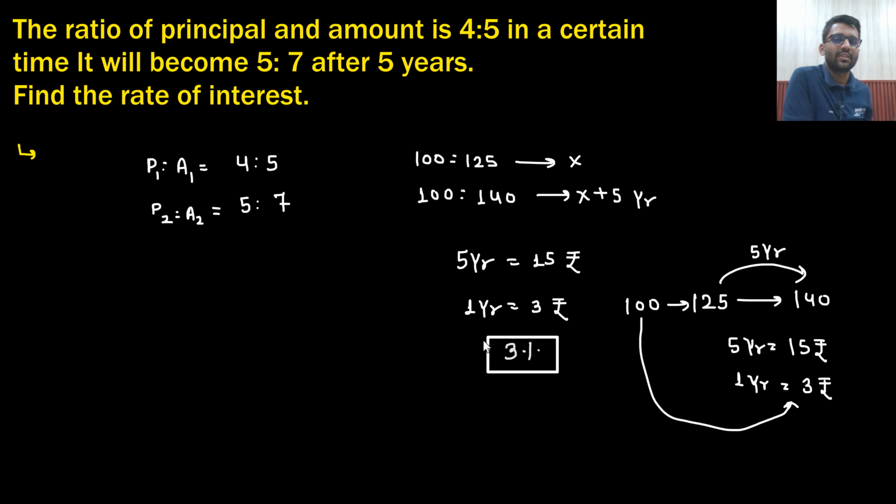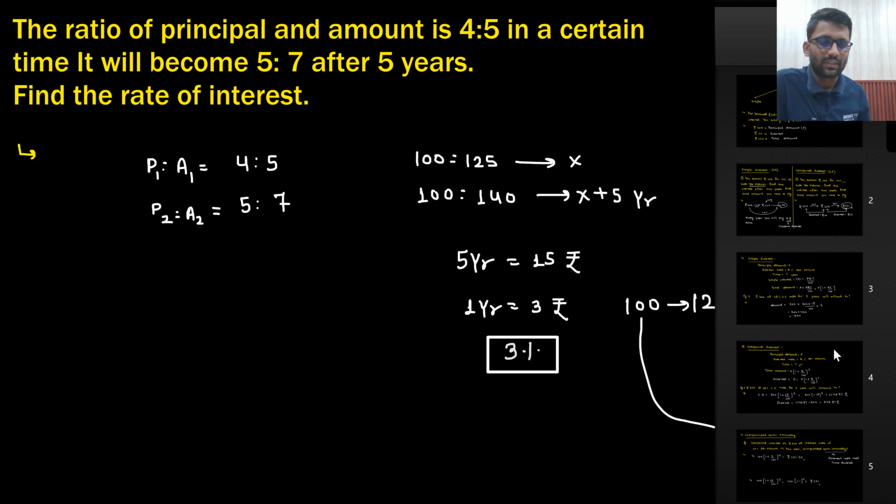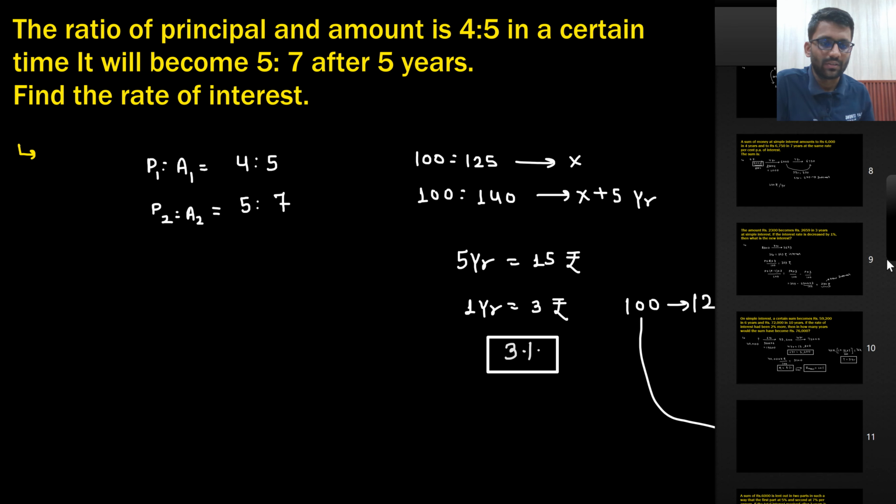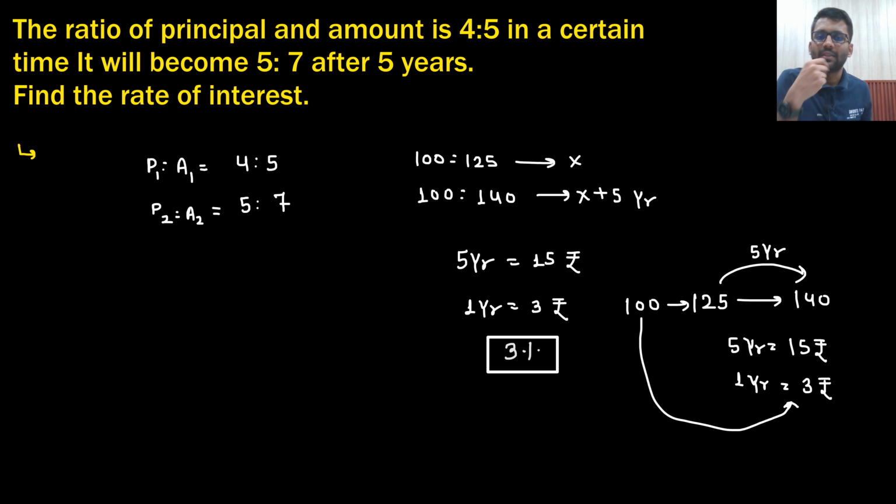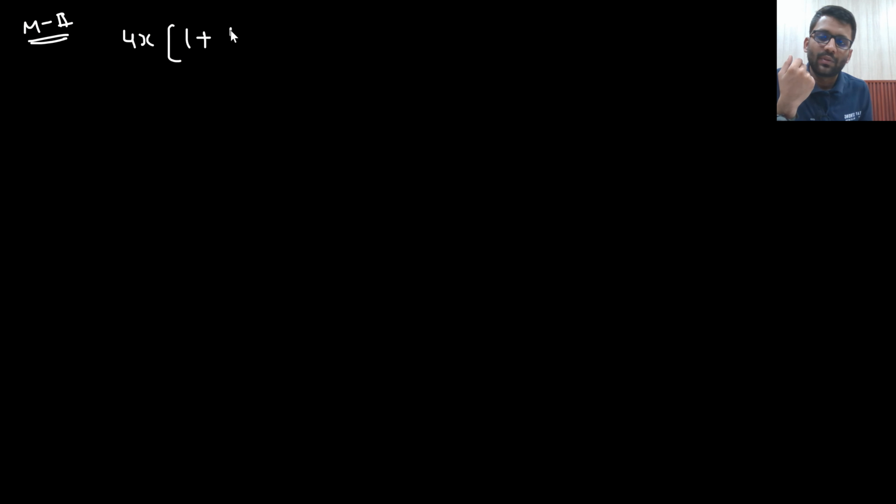Or you could have applied the equation. How would you have applied the equation? Initially your principal amount is 4x. Now I will do it by applying the equations, so let's change the page. The principal amount being 4x into 1 plus the interest rate, which we don't know, r, divided by 100, for some time t.